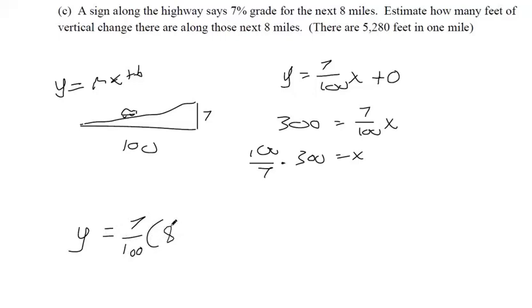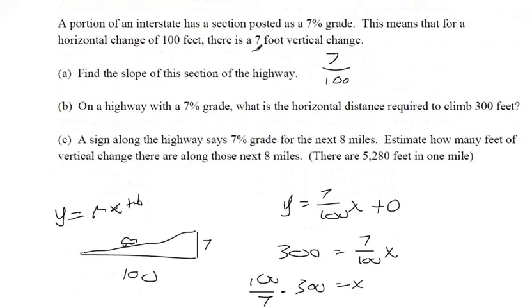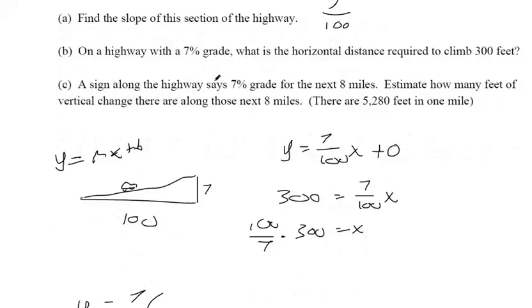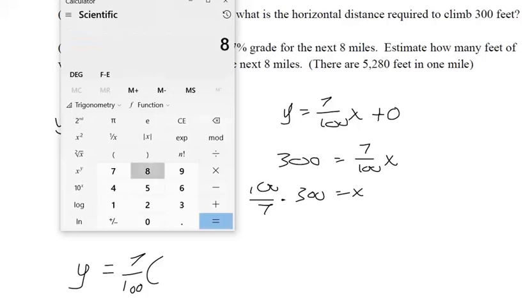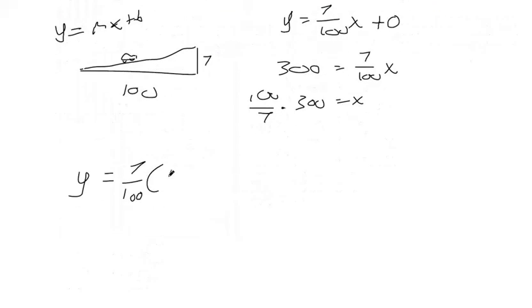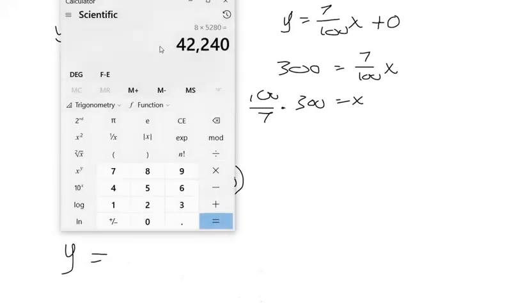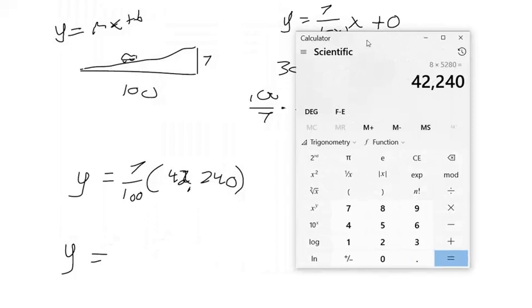But remember, you can't plug in 8 in here because we made this model based on feet. They said it's 7-foot vertical change for every 100-foot horizontal change. So we've got to take 8 miles and convert it to feet first. 8 times 5280. That's 42,240. Okay, you make that calculation and you've got your vertical change. If you travel 8 miles at this pitch, then you've got 2,956.8 feet that you've gone up.